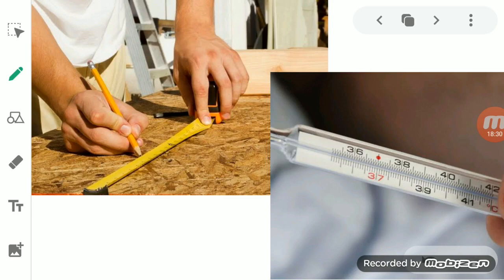Or a doctor measures the temperature to find whether the patient has fever or not. With the help of the thermometer he measures the temperature. Or a tailor measures the length of the cloth to stitch a dress. So these are the different situations in which we should use a volume or temperature or area or mass or length. It totally depends upon the situation.